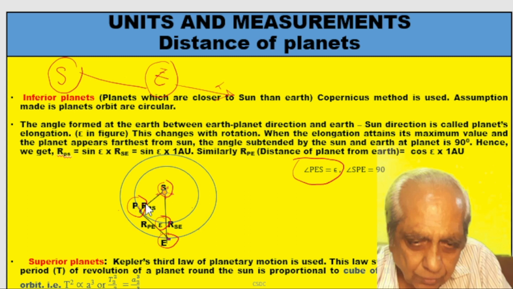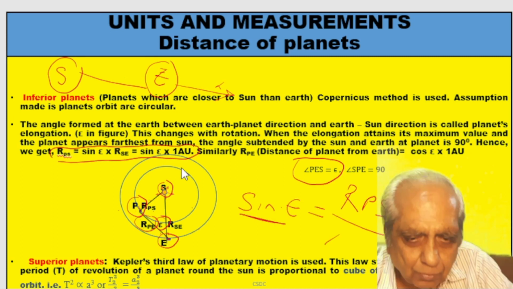RPS is equal to sine epsilon into RSE, but RSE is 1 AU. So my distance of the planet from the sun is sine of epsilon naught, sine of the angle of elongation, multiplied by 1, so we need not write that. And in case you want the distance of the planet from the earth, then you take the cos of this and you will get that answer. So the distance of the planet from the earth would be this. This was the distance of the planet from the sun.